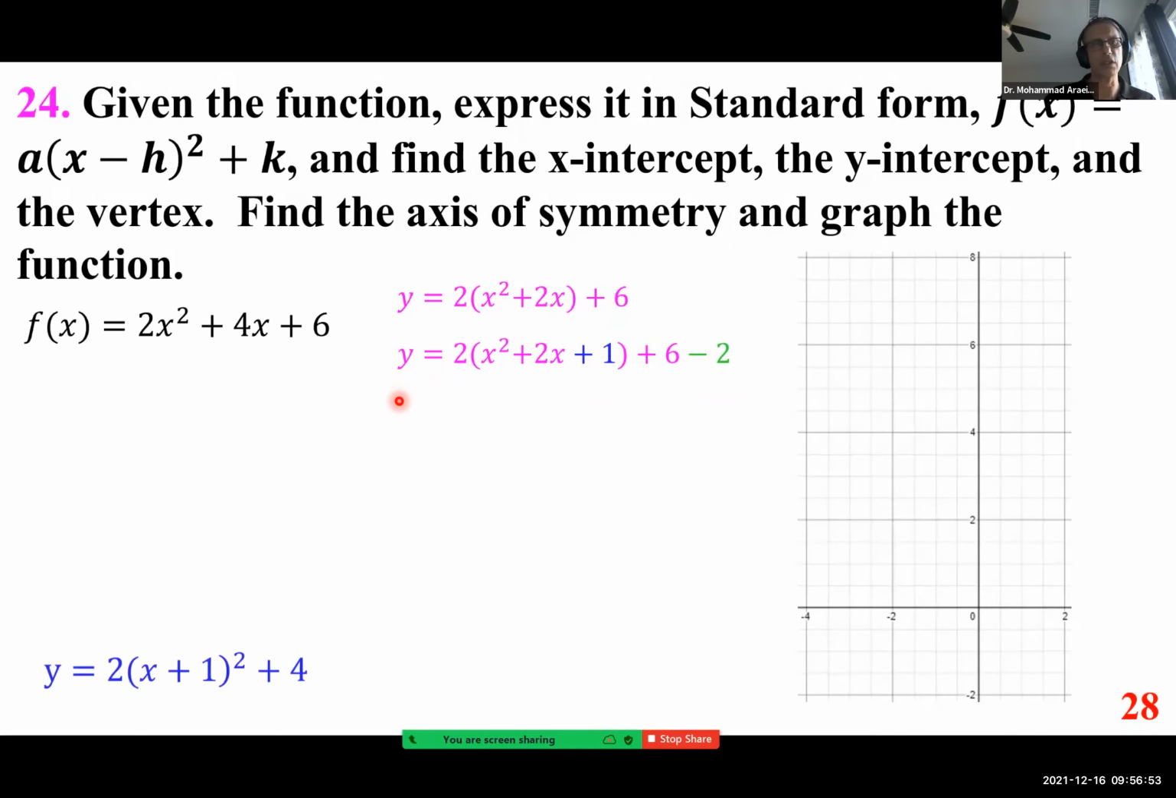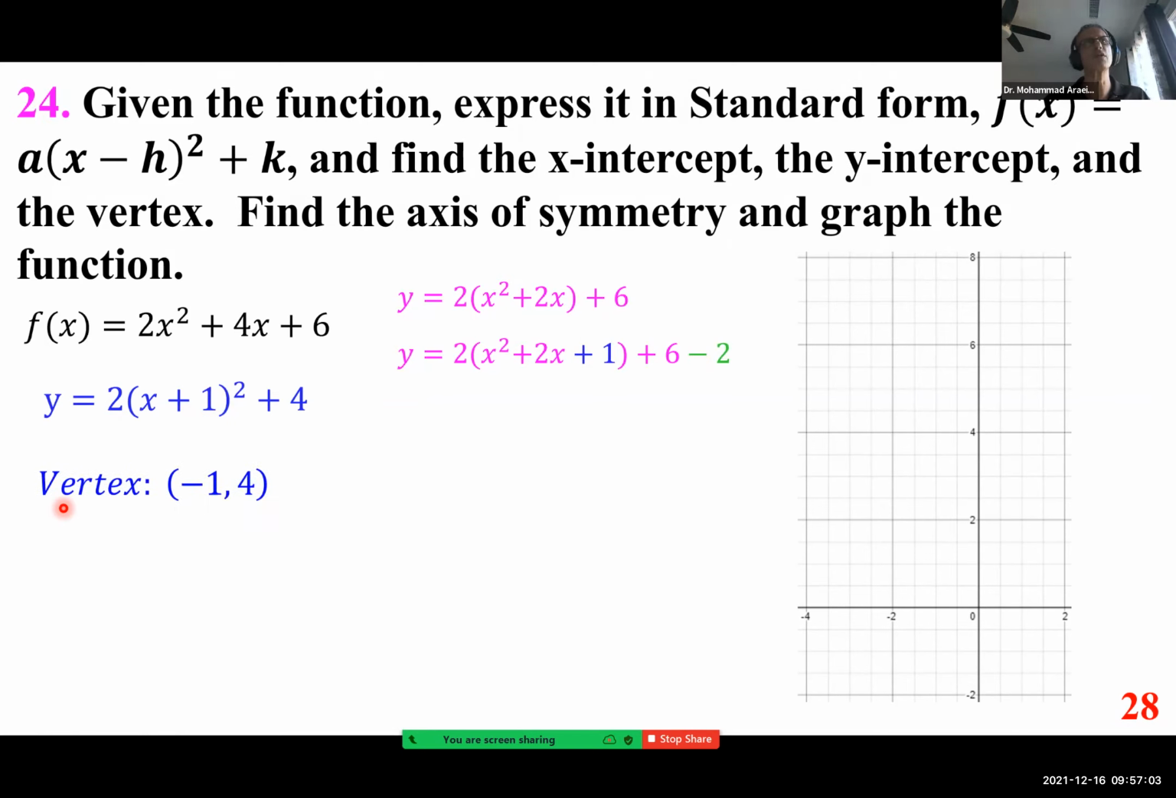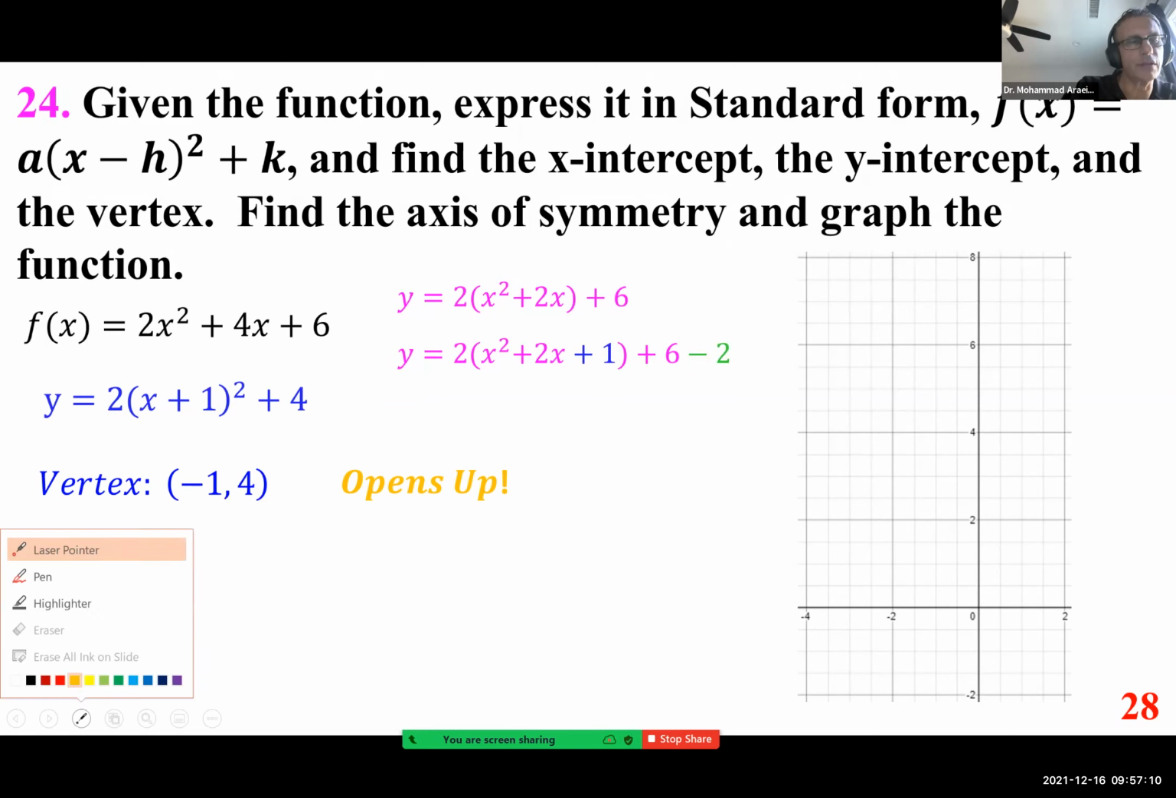And so when we put it in this format, we can see the vertex is (-1, 4), a is 2, which means it opens up. Here's the vertex, and we know it opens up. Now, before we continue, we could have done it this way.